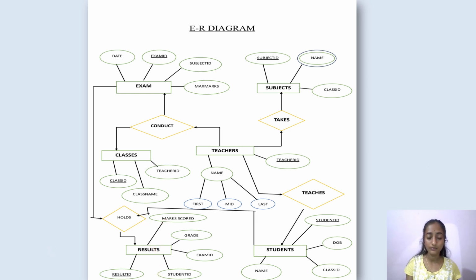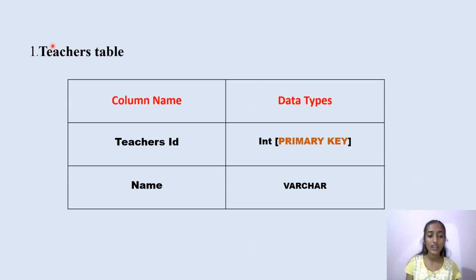Let's go to the tables, where I have mentioned the teachers table here. There are 2 attributes as I mentioned in the ER diagram. Column name is teacher ID and data type is int primary key. I defined int because teacher ID is a number value, so we can define it as an integer type, or we can also define it as varchar because sometimes a teacher ID includes alphabets. Name, varchar.